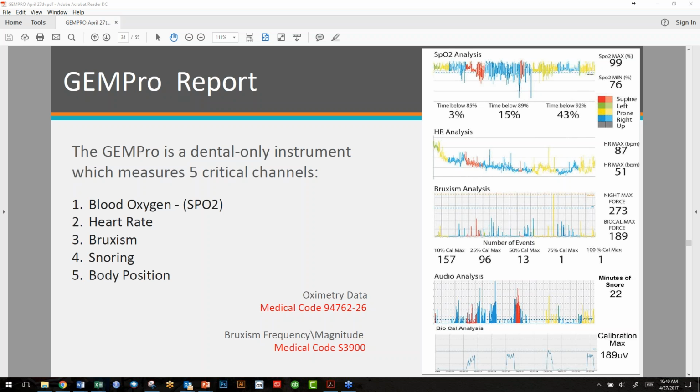And then the last channel there, or second to the last graph rather, is the snore. And the taller the graphs, the louder the snoring. Okay. And then finally, there's the calibration that I was telling you about. Okay. All right. So that's that.